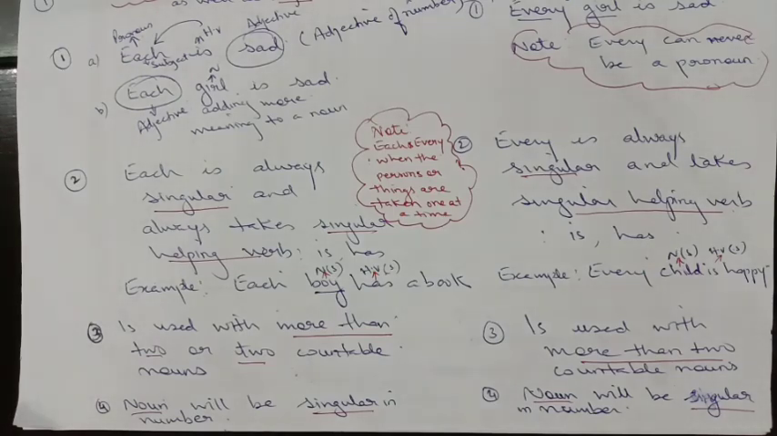So each acts as a pronoun as well as an adjective. But every is always an adjective. Each is always singular and takes a singular helping verb, and every is also always singular and takes a singular helping verb. But you will use each with two or more than two countable nouns, and every only when the thing is more than two. And for both, the noun will be singular in number.